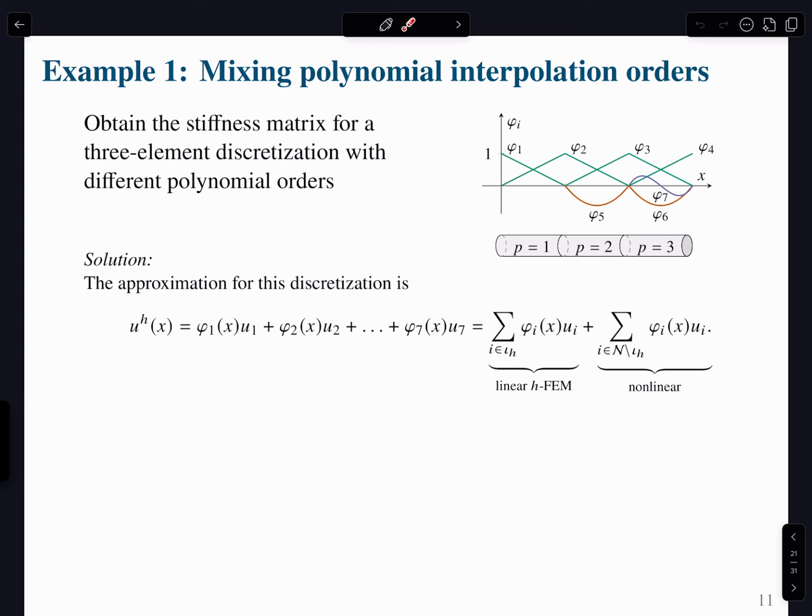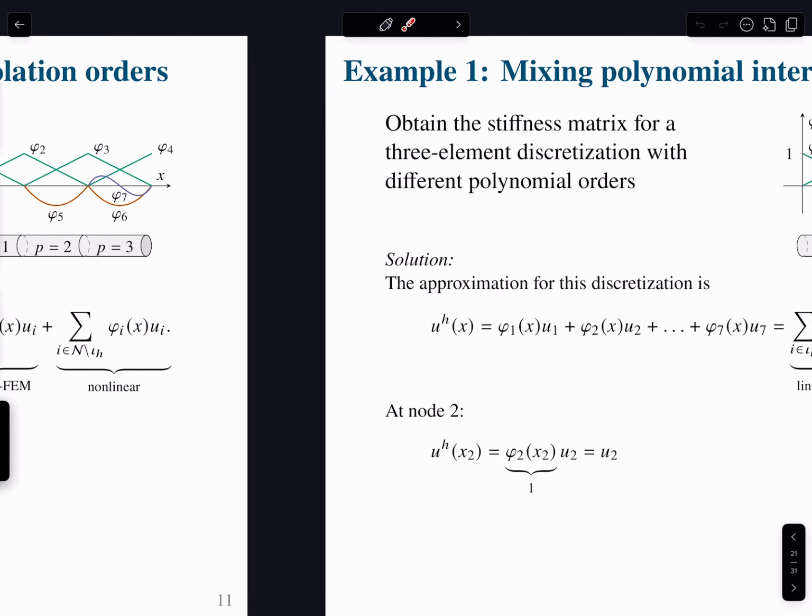Well, it really depends on the problem, right? Again, due to Céa's approximation theorem, if whatever we're adding is going to be useful to reduce the error, because we know that the error is always going to be orthogonal to the space we're using, well, the Galerkin projection is going to assign non-zero coefficients, which are now called generalized degrees of freedom, to the nonlinear polynomial functions.